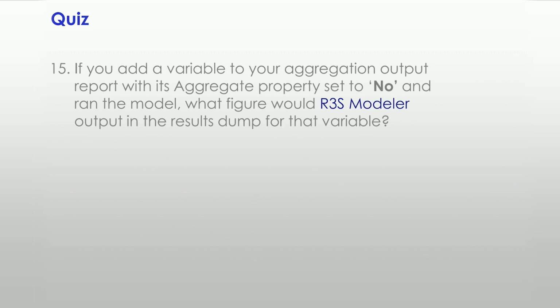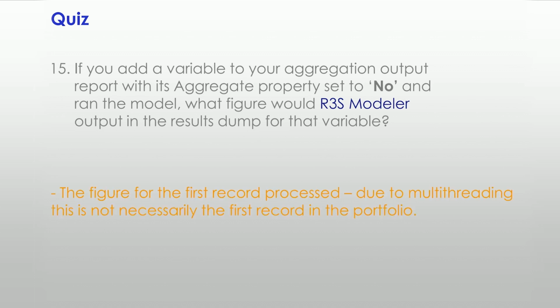Question number 15. If you added a variable to your aggregation output report with its aggregate property set to no and run the model, what figure would R3S Modeler output in the results dump for that variable? Values in the aggregation report for a variable whose aggregates property is set to no will show the figure for the first record processed by the model. Note, due to multi-threading processing, this value would not necessarily be the first record in the data.